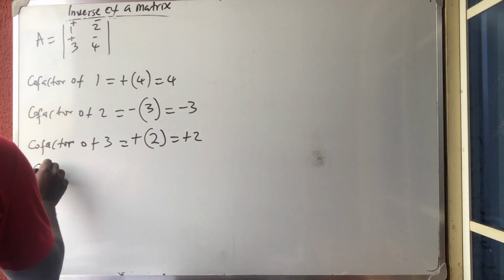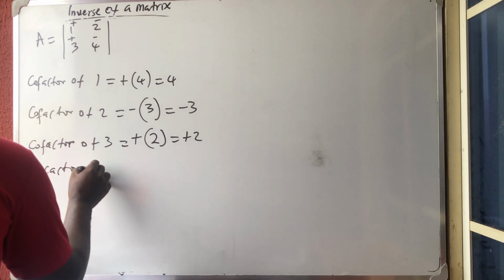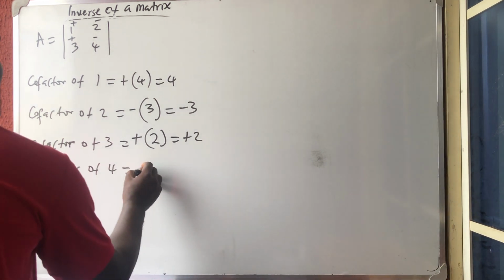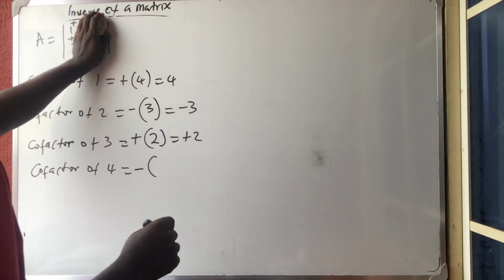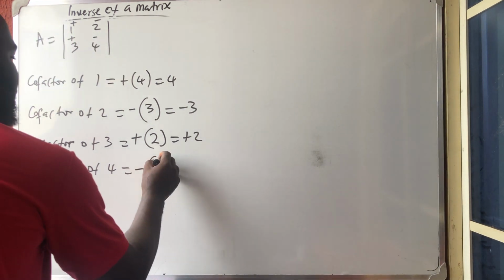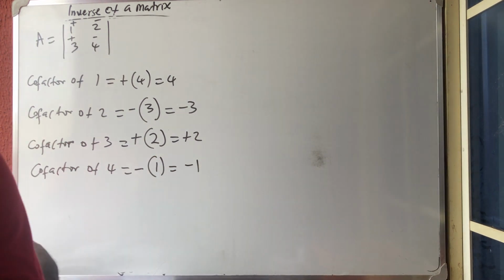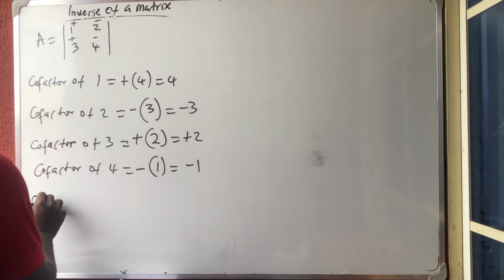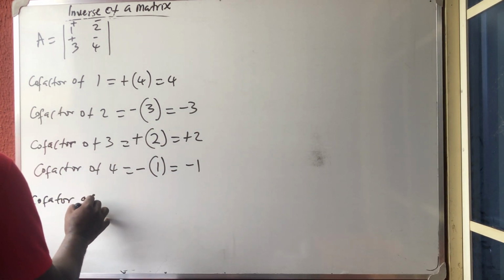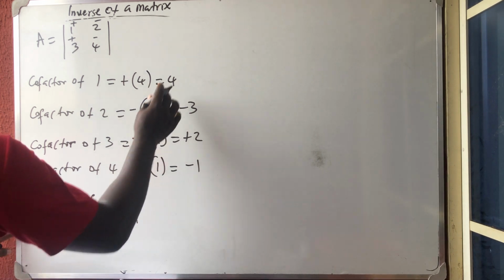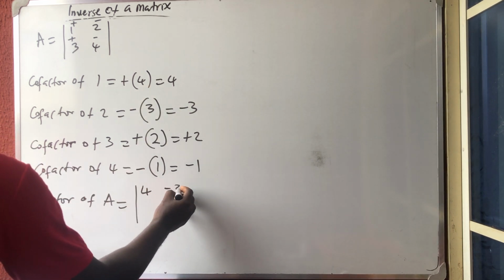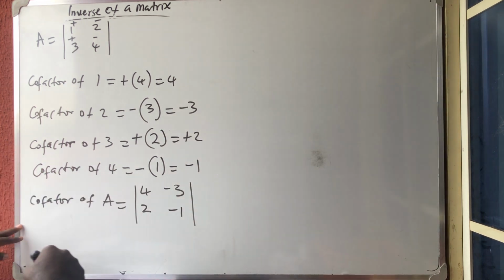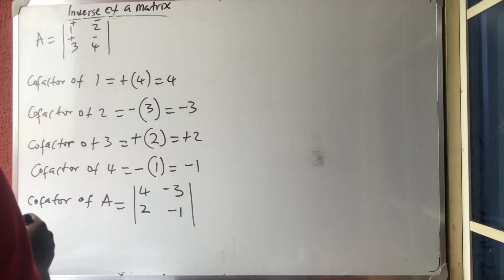The last but not the least is cofactor of 4. 4 has minus, so I close the row and column of 4. I'm left with 1, so my answer is minus 1. So the cofactor of A will now be a matrix of 4, minus 3, 2, and minus 1. As simple as that. The next thing we need to look at is the adjoint of A.